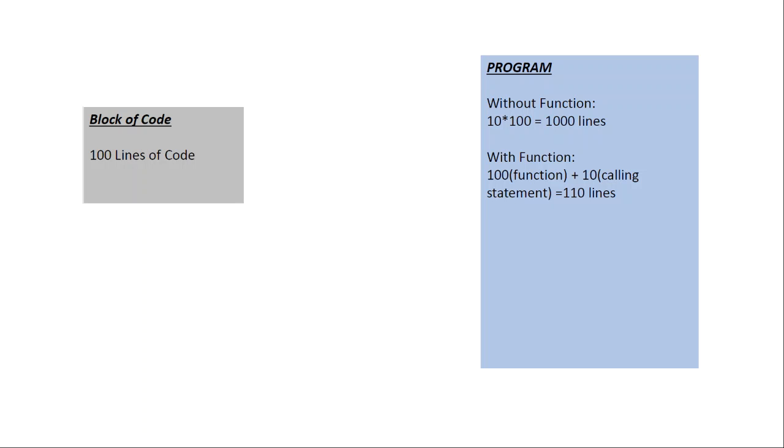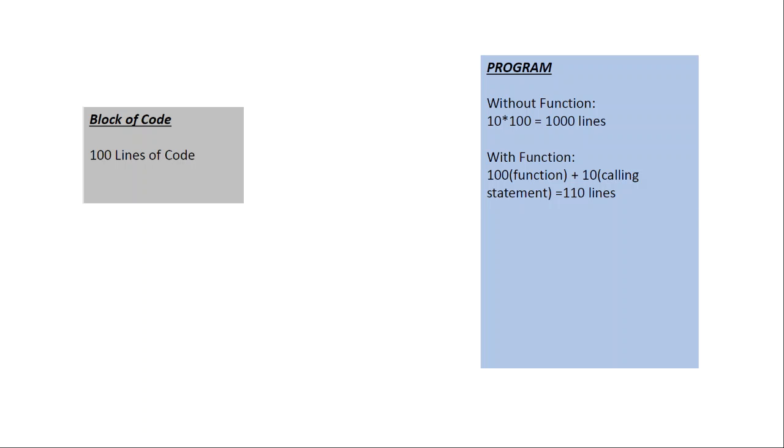Considering the same example, if we want to make a change in the block of code, that is some modification, then if there was no function, we need to make the change 10 times in the program. If there was a function, then we just need to make the change in the block of code, that is in the function.